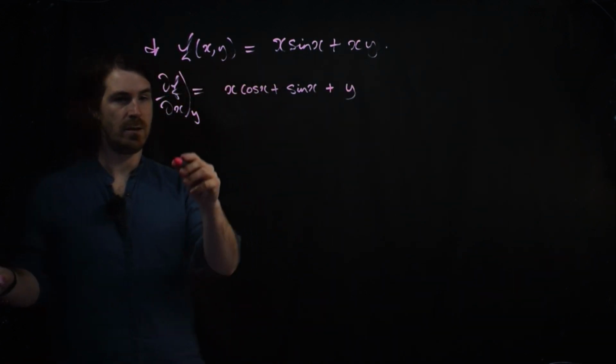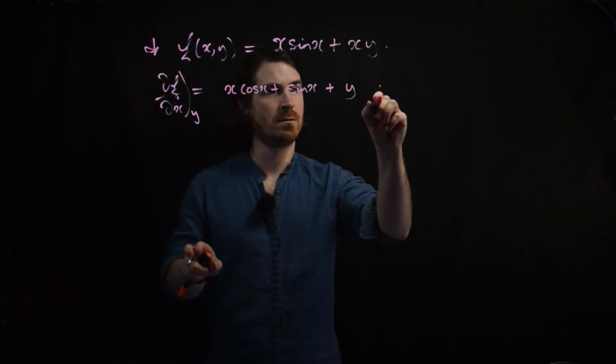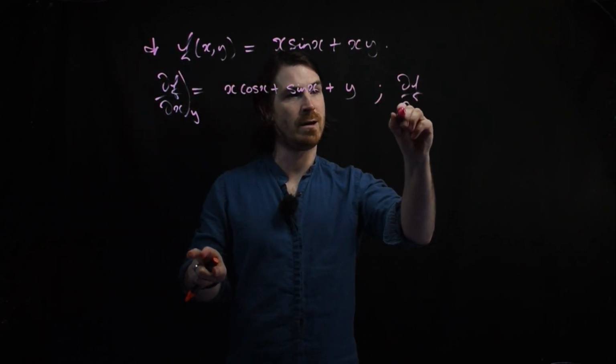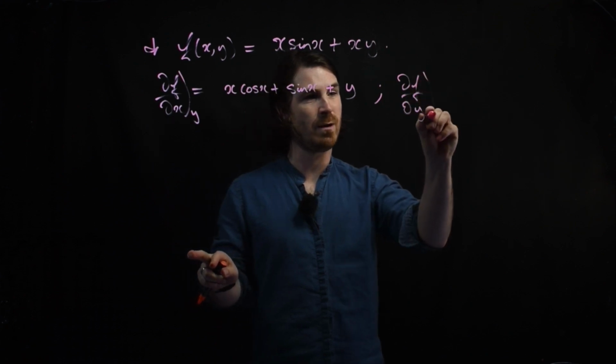Okay, if we calculate df by dy, then this means we keep x constant.